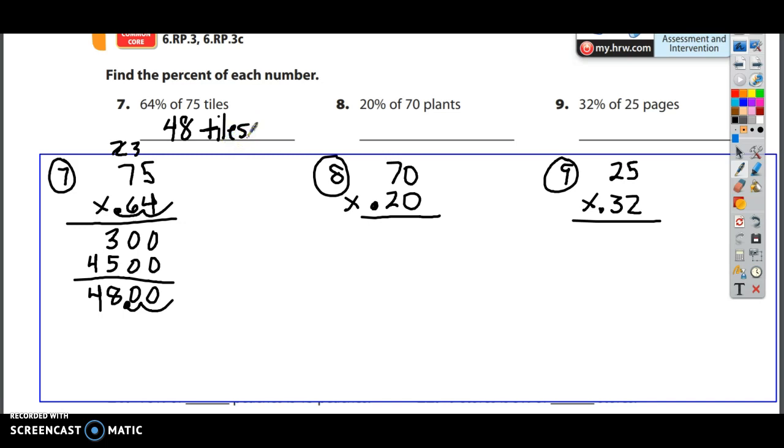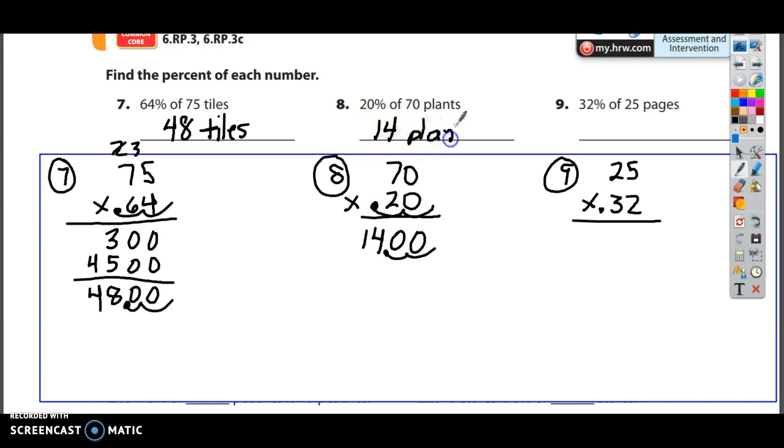Number 8, I do the same thing. There's a lot of zeros here. And in fact, you could actually ignore the zeros. You could do 2 times 7 is 14. Annex each of those zeros. You get 0, 0. And then move the decimal over twice. 1, 2. You get 14. 14 plants.